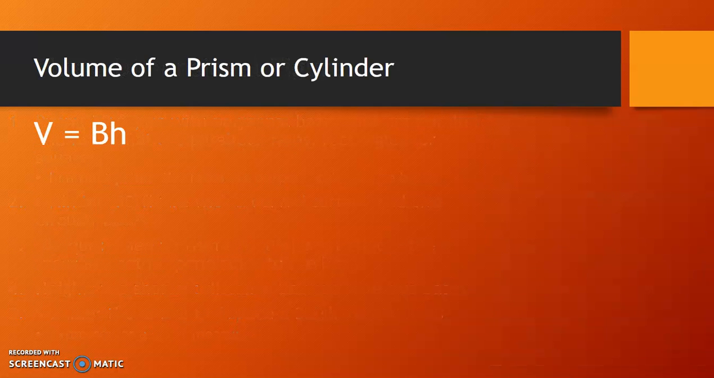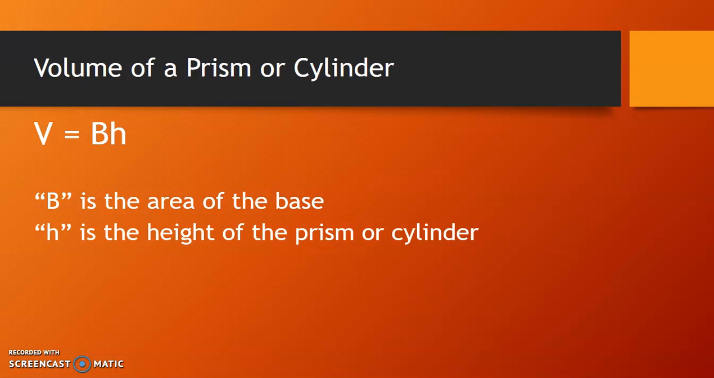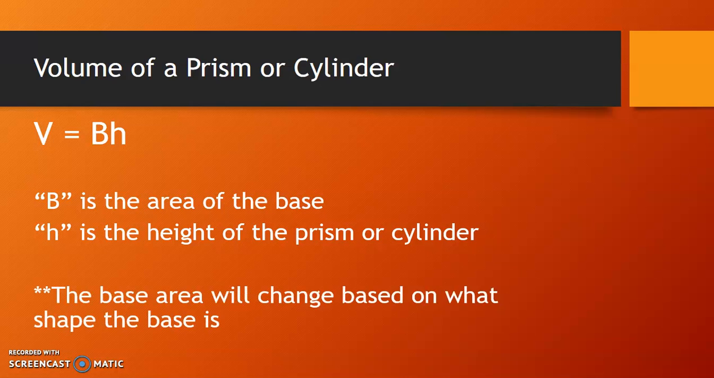So to find the volume of a prism or a cylinder, the formula is V equals capital B times H. Capital B is talking about the area of the base, so you have to be able to find the base shape that you're working with, and that can change based on what the shape is. And then H stands for the height of your prism or your cylinder. Like I said, the base area will change based on what shape the base is.